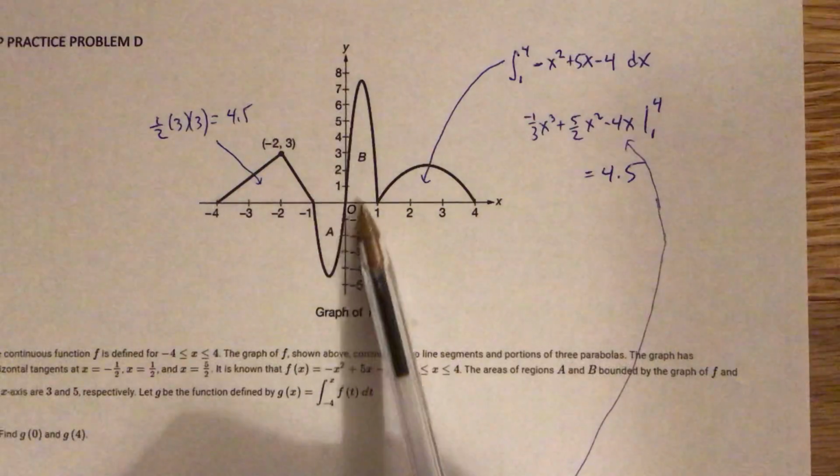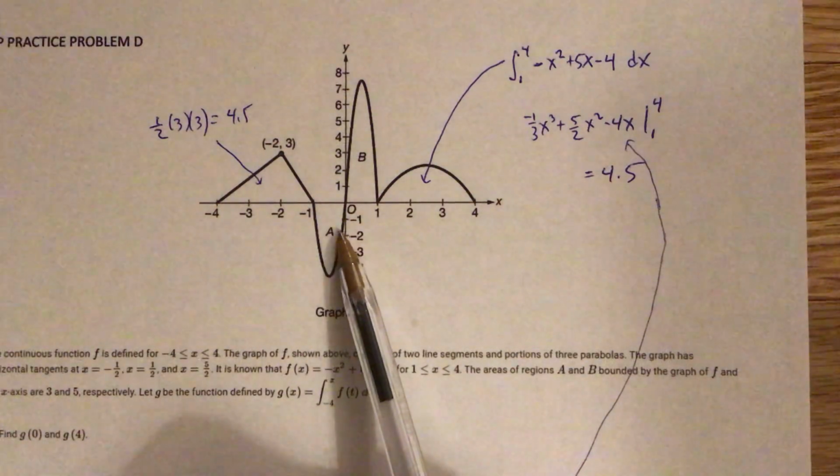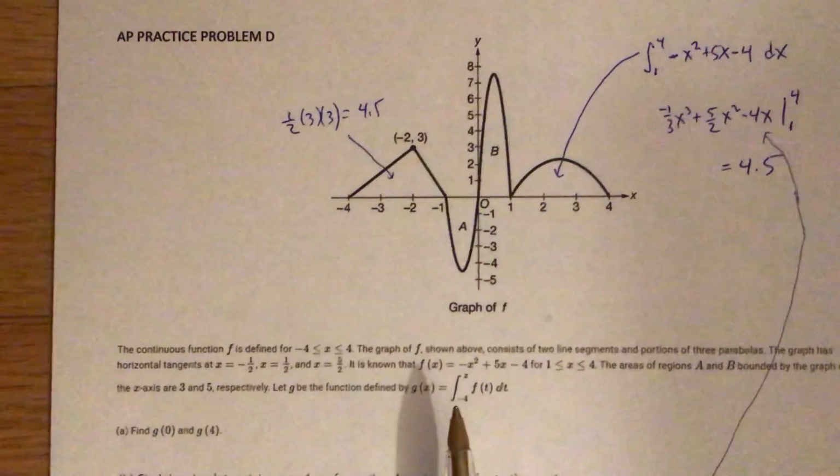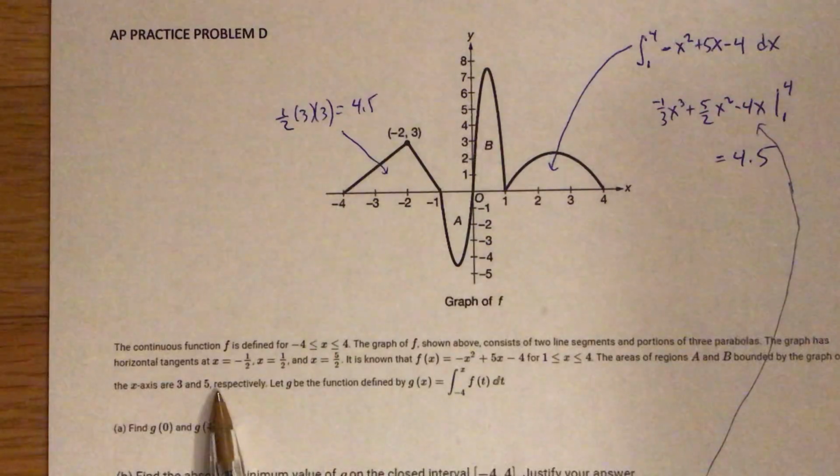The good news is you don't have to find the area under these parabolas. That'd be a little annoying because they didn't give you the equations. They just tell you them in the problem. If you read on, they tell you that section A is 3 and section B is 5, respectively.